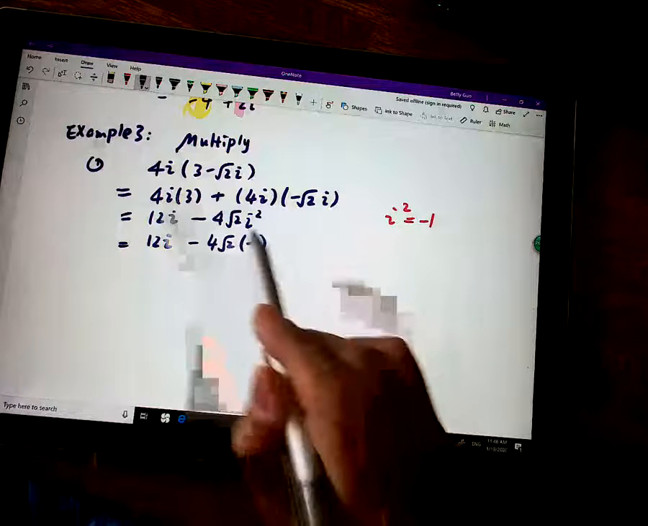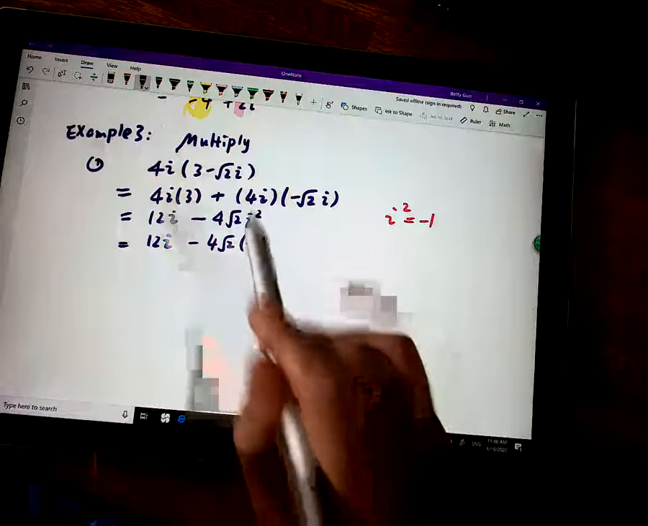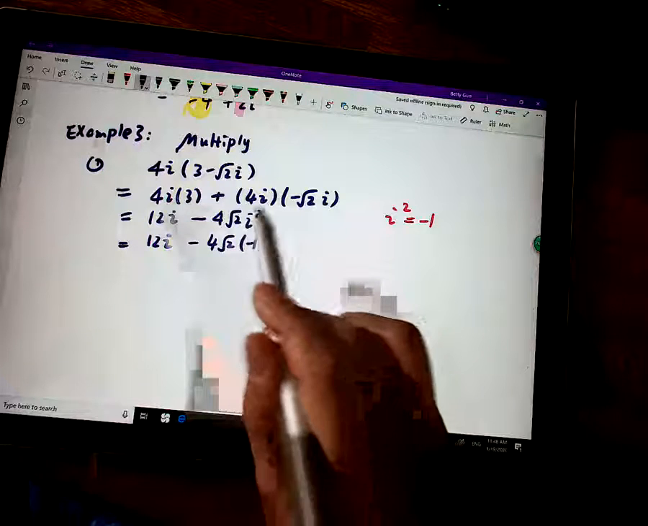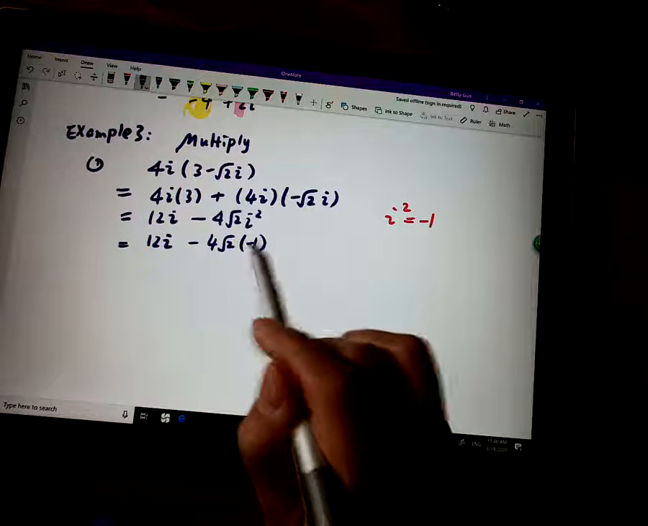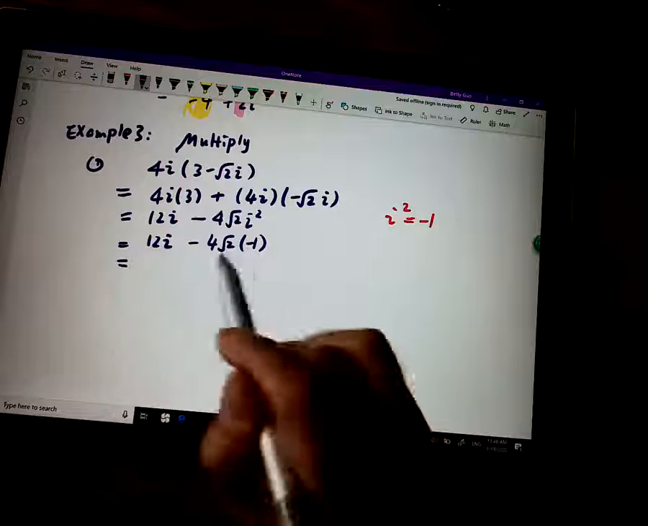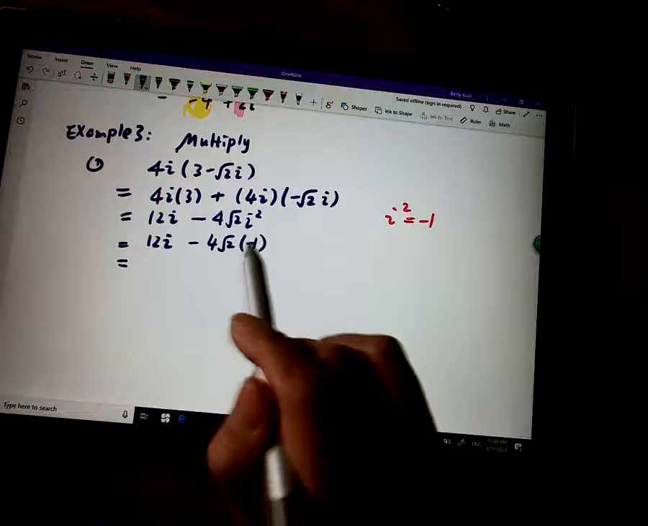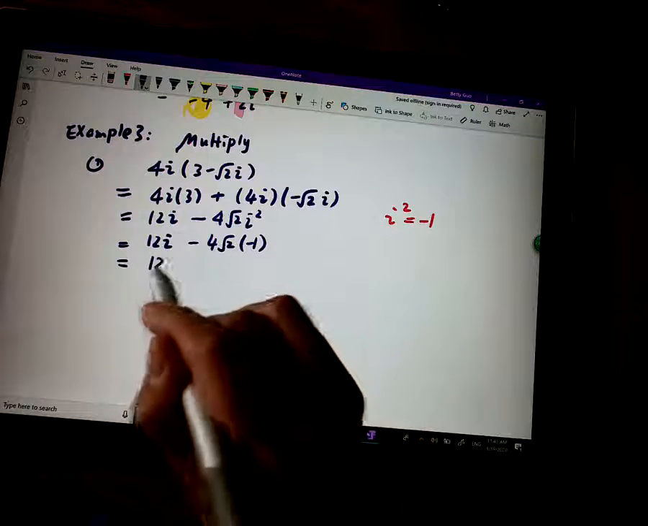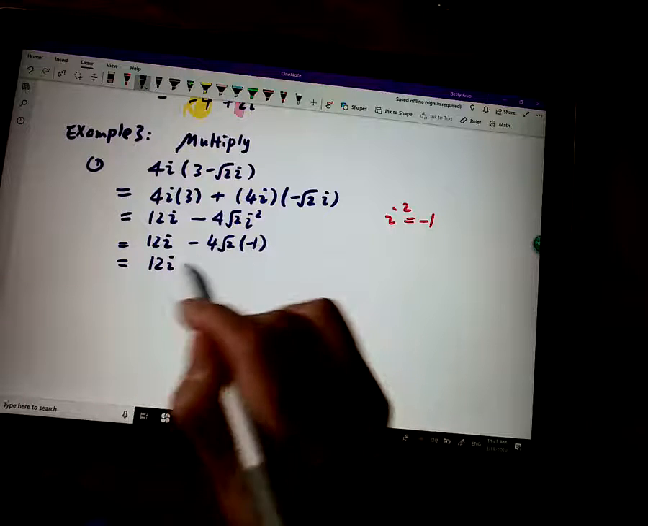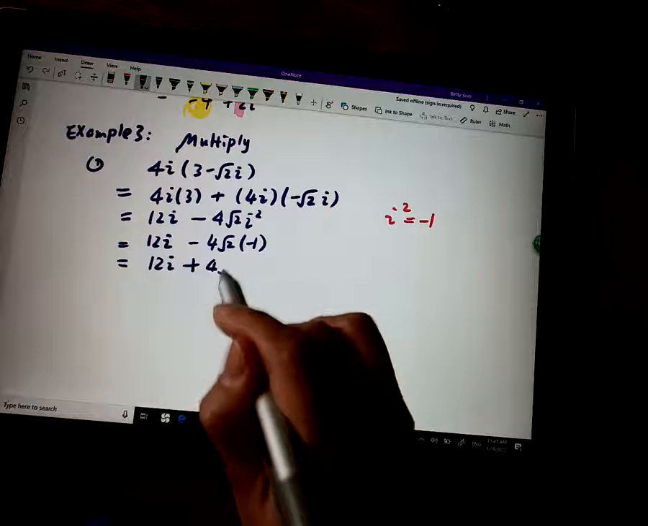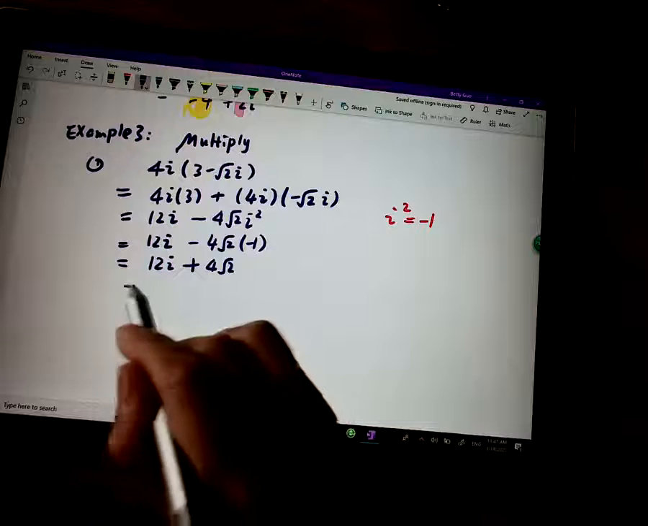So we have i squared equals negative 1 here. You see, how do I handle it? I just replace i squared with negative 1, right? And I didn't even do the multiplication here yet. I'm going to do that in the next step. Negative, negative, positive. Positive 4 root 2.